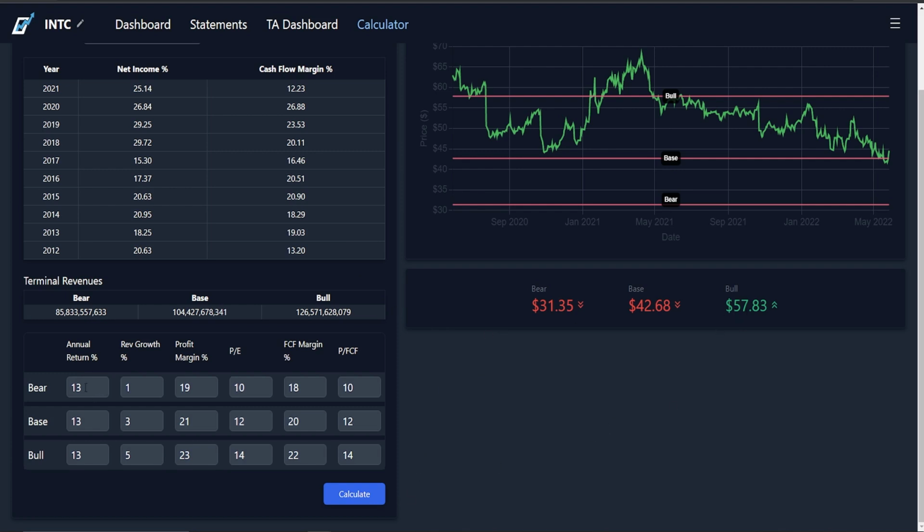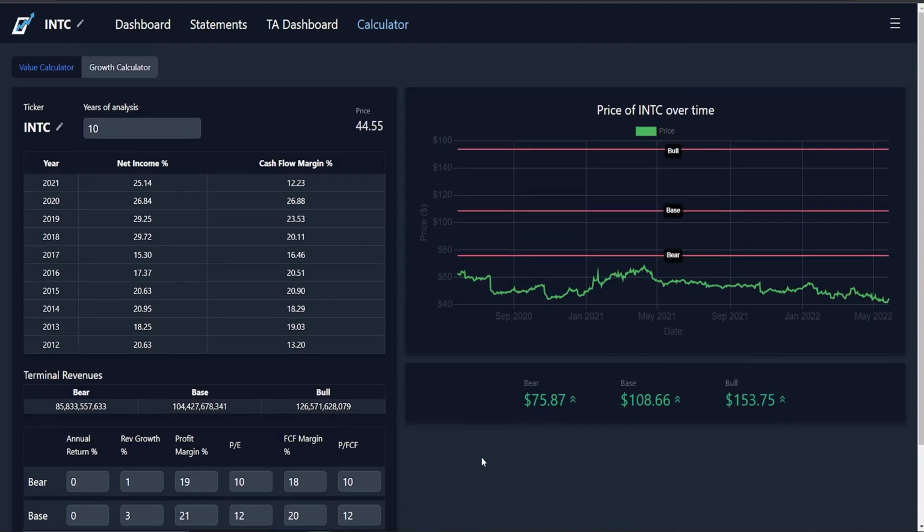Hunter, can we demonstrate something really quickly? Can you please put the annual return percentage to 0 for all three scenarios? Yeah. Perfect. So once he does that, we can see that this gives you the price targets of Intel 10 years from now. Let's say we look at the bear case. The bear case is predicting that Intel will be at $75.87 10 years from now.